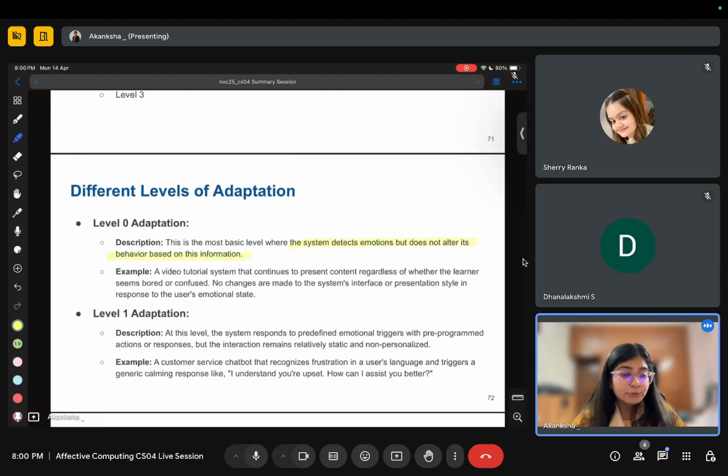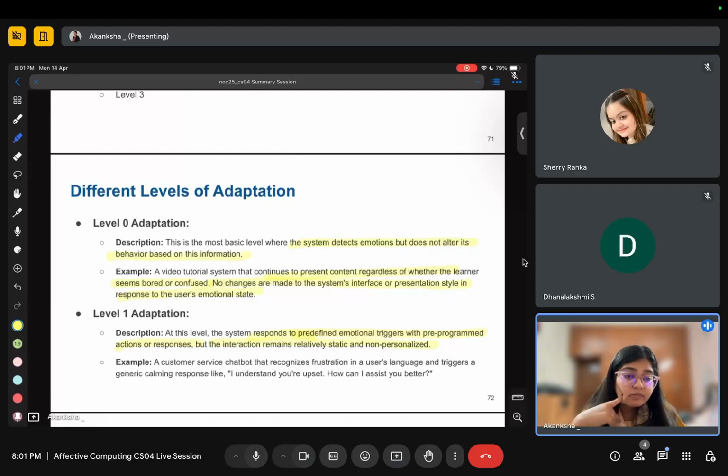Let's say a video tutorial system है and it continues to present the content, उसको कोई फ़र्क नहीं पड़ रहा whether you seem bored or confused. No changes are made to system interface or the presentation style or in response to users emotional state. ठीक है, लेकिन लेवल 1 एडेप्टेशन में क्या होता है, it responds to some predefined emotional triggers with pre-programmed actions, but still the interaction is more static and non-personalized.